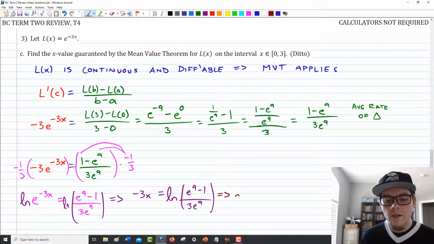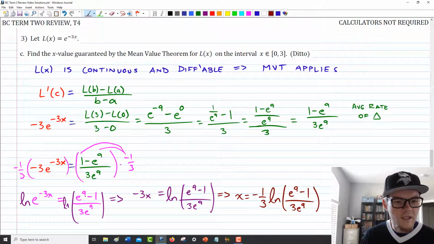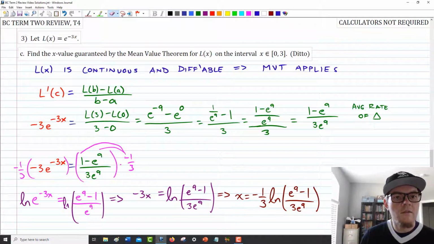So wrapping this up, we're going to get that x is equal to negative 1/3 times the natural log of e to the 9th minus 1 over 3e to the 9th. Now I will say, if you're looking, oh, I made a mistake, didn't I? I forgot to multiply the denominator by 3. I can fix it. Let's fix all of those denominators.